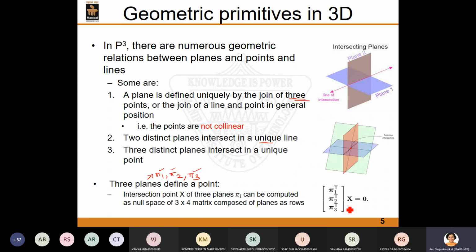Just like how we discussed in the previous case, let's say you have a point X and a plane pi. If you want to find whether this point lies on the plane, we just take pi transpose x is equal to 0. Similarly, if you have three planes and you want to find the point of intersection, all I do is take the equations of these three planes: pi 1 transpose, pi 2 transpose, pi 3 transpose x is equal to 0. The solution of this equation would give me the point of intersection of the three planes.